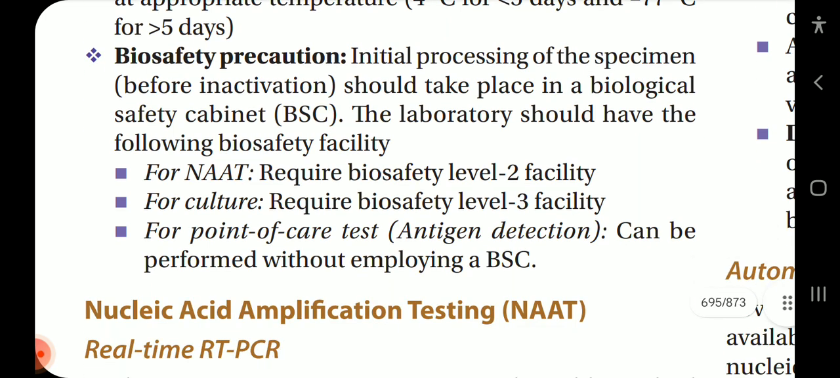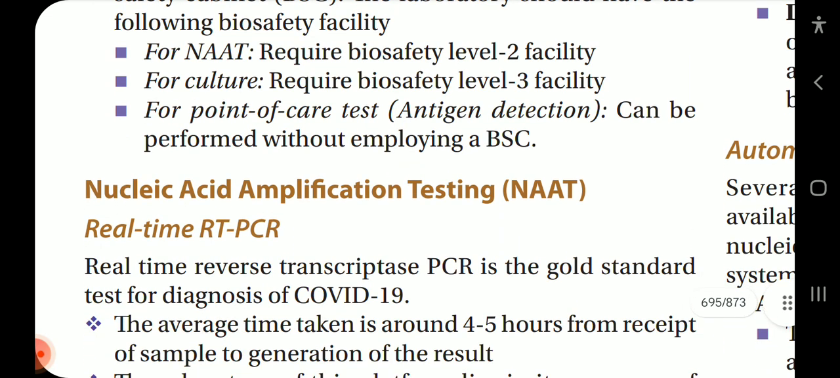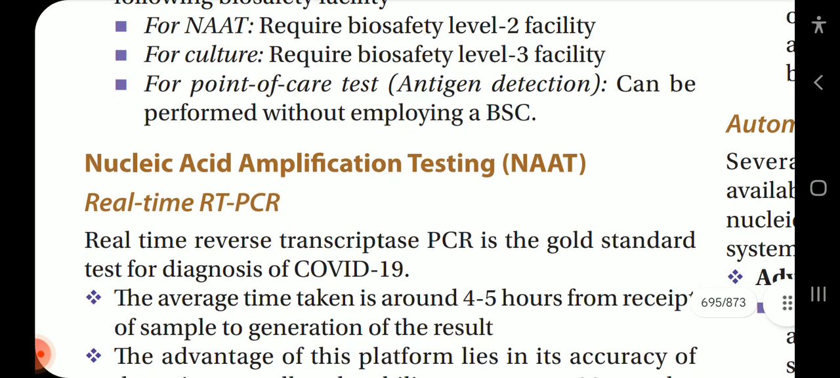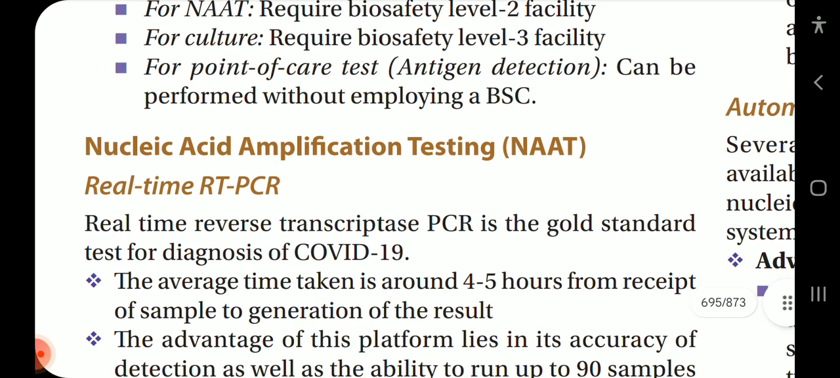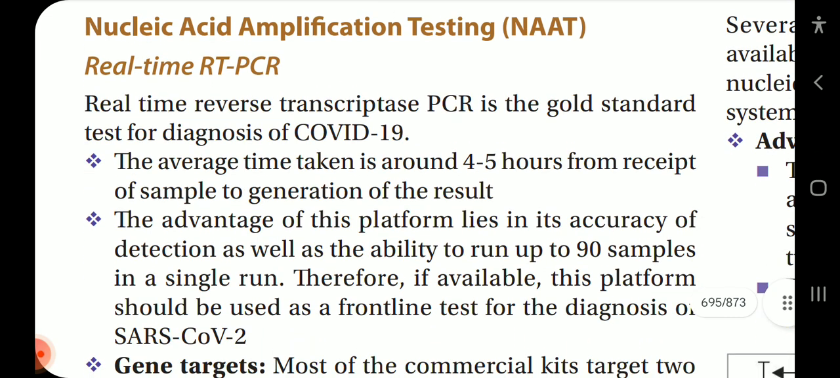Biosafety precautions. Initial processing of the specimen before inactivation should take place in a biological safety cabinet. The laboratory should have the following safety facilities. For NAT, a biosafety level 2 facility is required. For culture, a biosafety level 3 facility is required. And for point of care tests, antigen detection can be performed without employing a BSC.